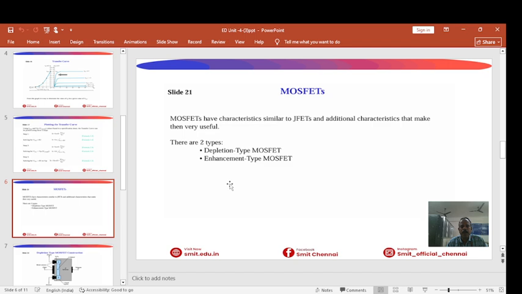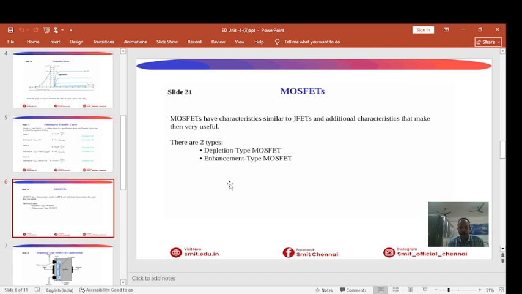Now we are going to enter into the MOSFET. What is a MOSFET? MOSFET is an extension of JFET. It is also called the metal oxide semiconductor field effect transistor. It is also a voltage controlled device. Compared with the JFET, it can be operated in two modes. One mode is called the depletion type MOSFET. The other mode is called the enhancement type MOSFET.